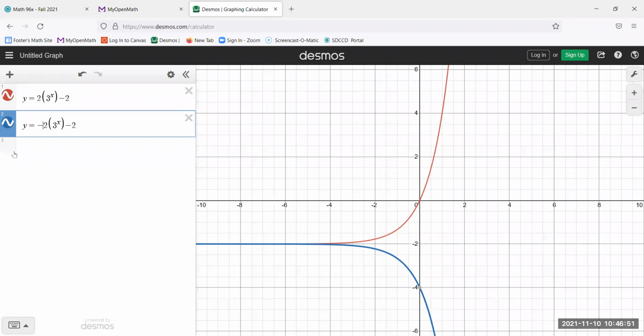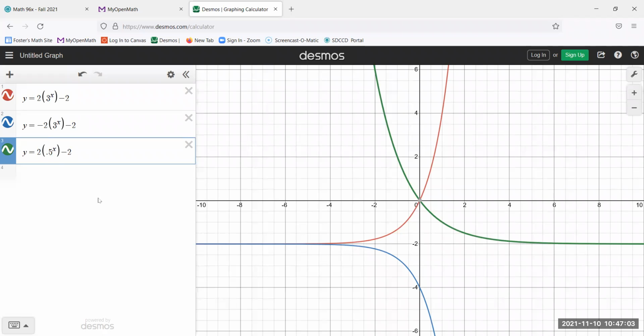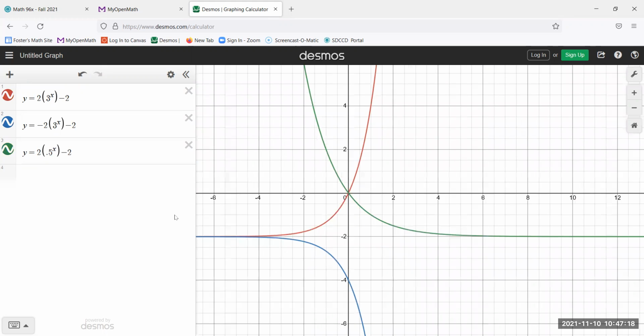Well, let's go down to another one. I'm going to Control V, copy that, paste again, but I'm going to turn this into 0.5. I want to see what happens when my base number right here is a fraction. Okay, in these two, the base number was a whole number. So what happens when the base is a fraction? Look at this green one. Whoa, it flipped it over.